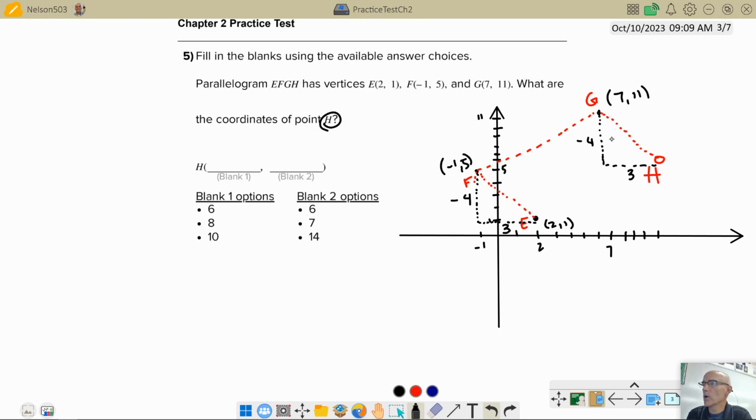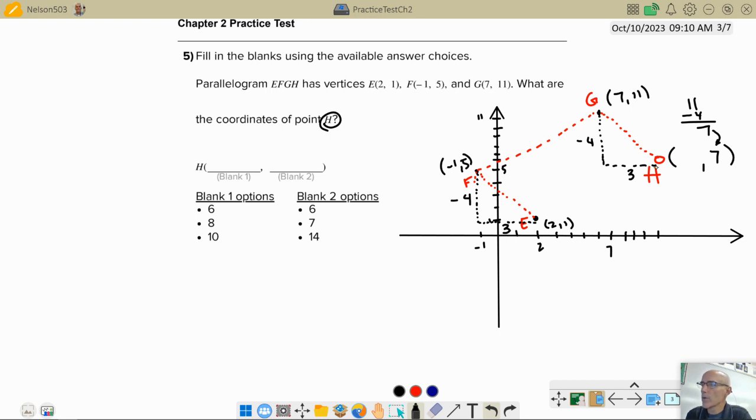So down 4, I've got to take that away from the Y value. If I go down 4, I would be at 7 over here, right? Because that's down 4 from 11. 11 minus 4, that's going to be 7 right there. That's where that came from.